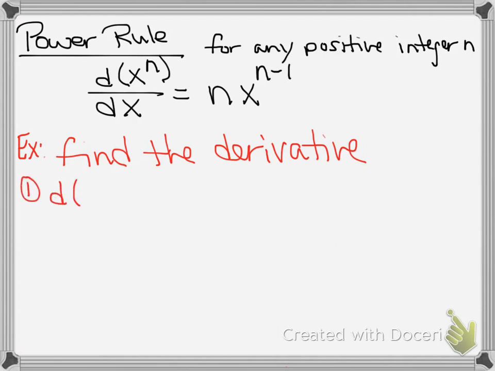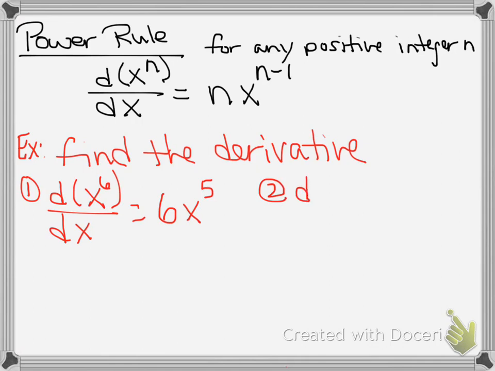All right, take the derivative of x to the 6th with respect to x. The exponent comes down and multiplies with the leading coefficient, in this case 1. So 6 times 1 gives us 6. And now we have x to the n minus 1, and 6 minus 1 gives us 5. So far, so good?